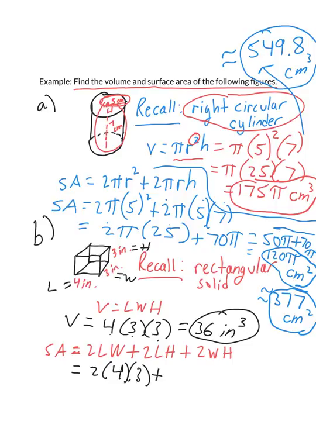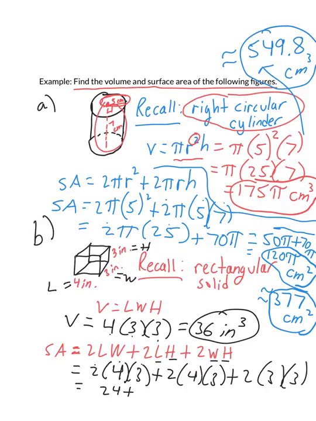Bring down the plus symbol. 2 times, again, the length L was 4 times the height H was 3 plus 2 times the width was 3 times the height was also 3. Let's see here. We got 2 times 4 for 8 times 3 is 24. Got to multiply before we add. Good old order of operations. Bring down the plus symbol.